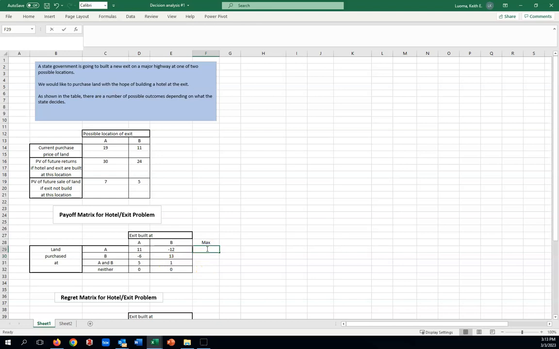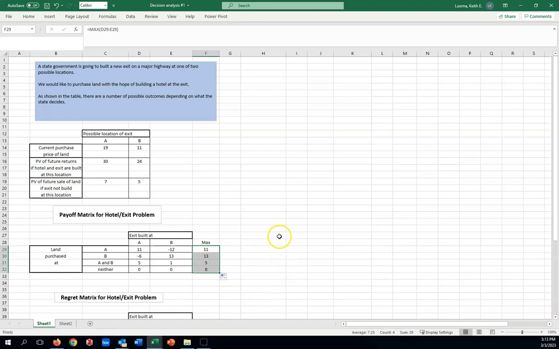Let's use Excel, a way for me to show you a simple but useful command. It's the max command in Excel. So start typing the word, and you see here you have a max you can choose. And what you do is you just choose the two numbers that you want to find the max of. And of course 11 is bigger than negative 12. And you can copy that down.